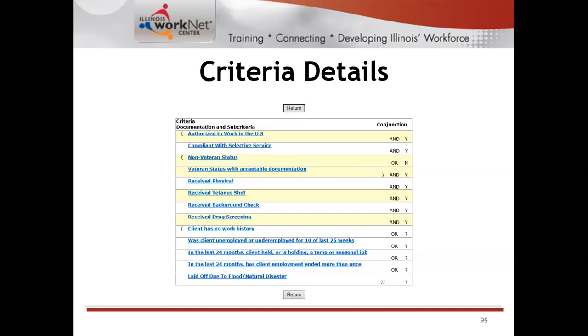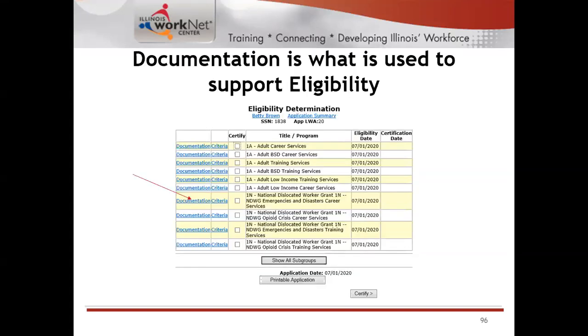In this case, the client was unemployed or underemployed for 10 of the last 26 weeks. So that's what met her criteria. So if you ever wonder why a client met or did not meet criteria, you can always click into the criteria screen. And how you find the criteria screen for something a client does not meet it for, if you hit show all subgroups, it gives you a big old laundry list of all the programs, and you can click in to see why somebody may have not met eligibility if you think they should have.